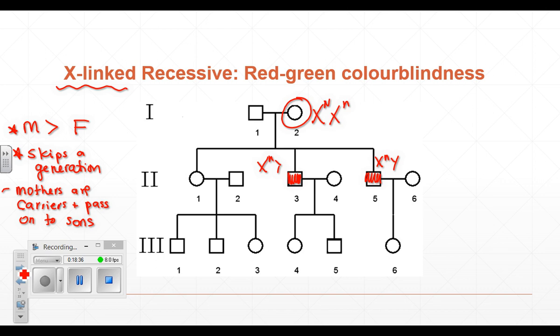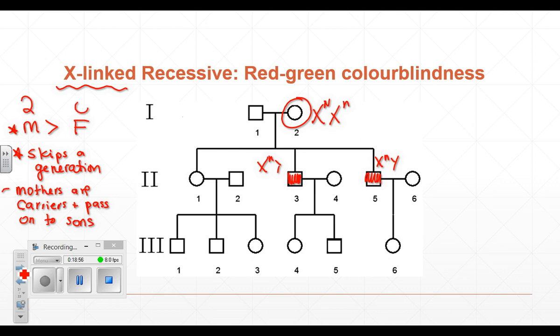The little n is the recessive allele for color blindness, where big N would be normal vision. So what you typically see is that mothers are carriers and they pass on to their sons. And that's why you tend to see more males affected than females. So this would be a very typical looking X-linked recessive thing.